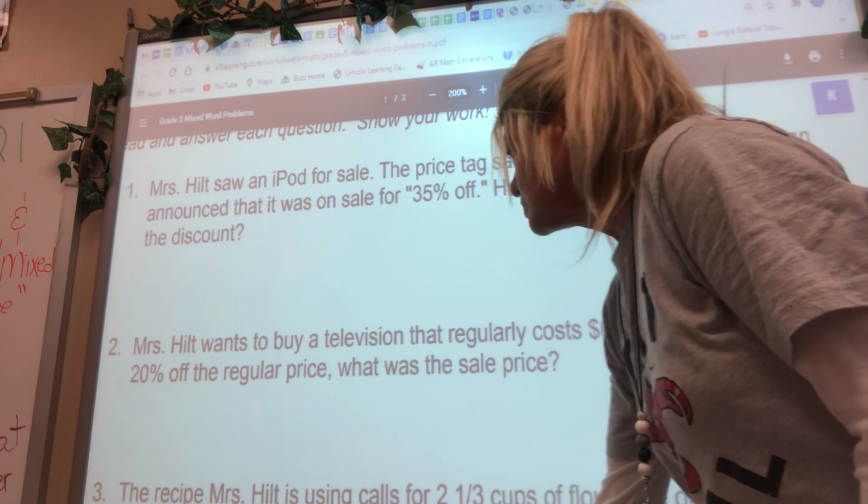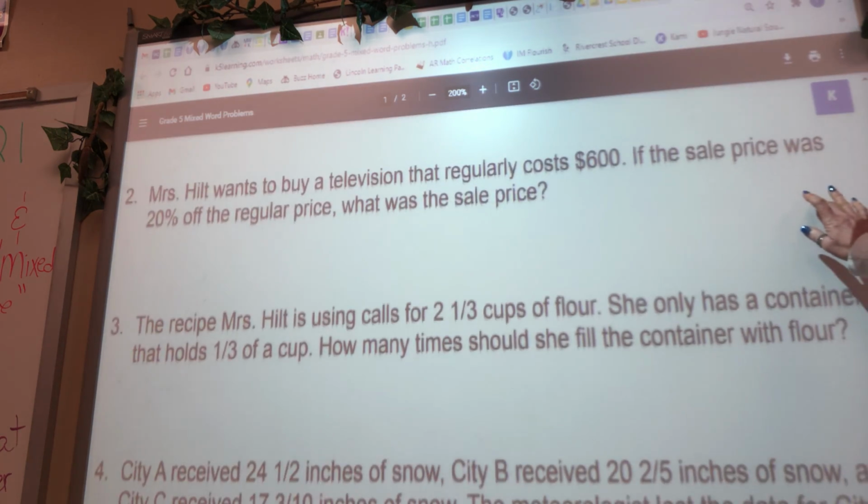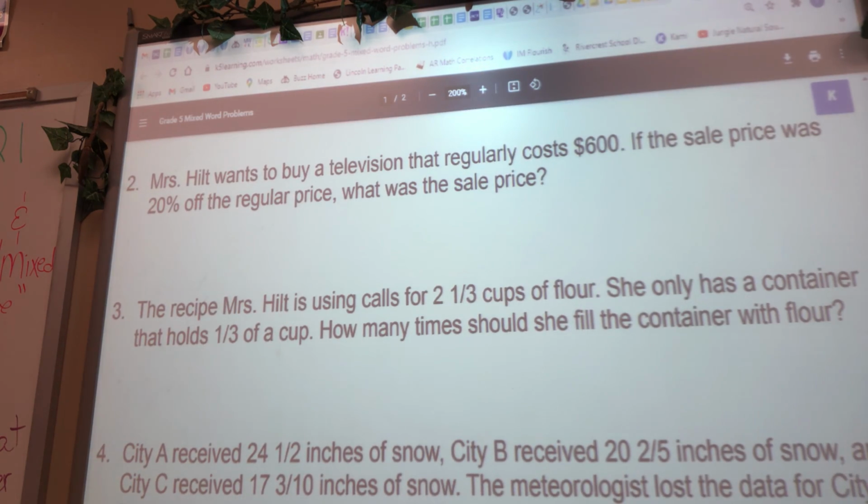Okay, on the next one. Miss Hilt wants to buy a television that regularly costs $600. If the sale price was 20% off the regular price, what was the sale price?